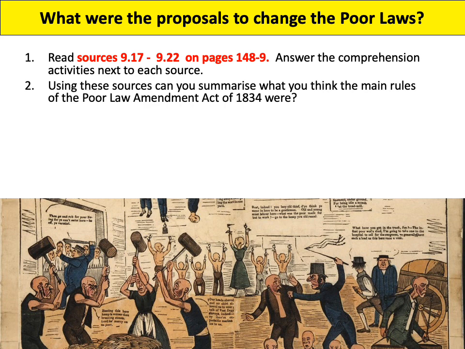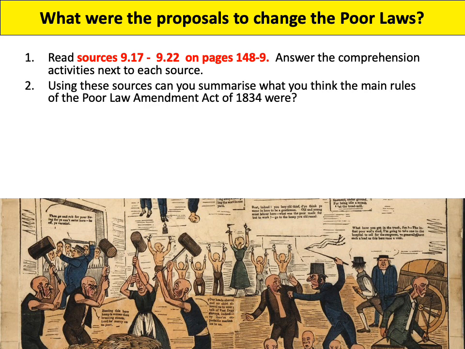And finally, source 9.22 talks about apprenticing children, and it gives you the definition of that in the box. So child paupers would be given out to local businessmen to use as labour, train them up, give them a skill. So it's a good idea. They should have been paid a small wage, but as it says there, in actual fact, they were often little more than slaves.